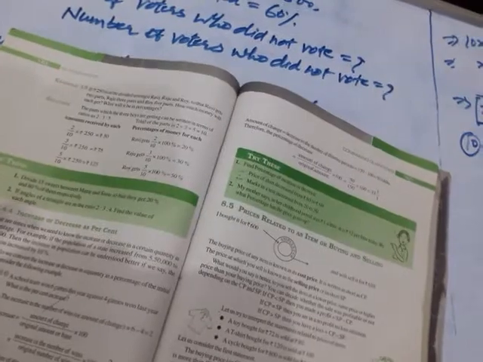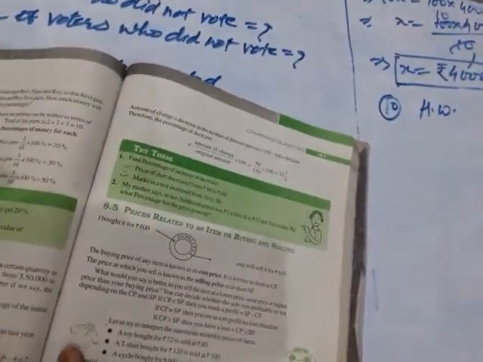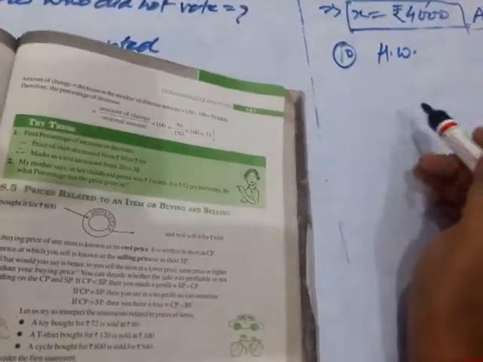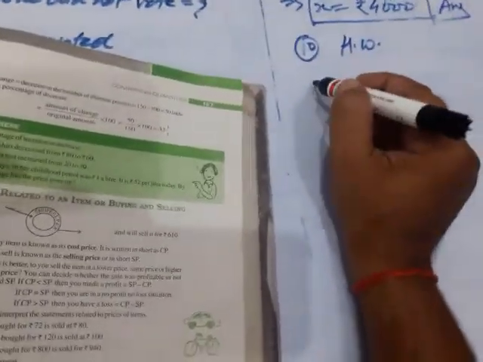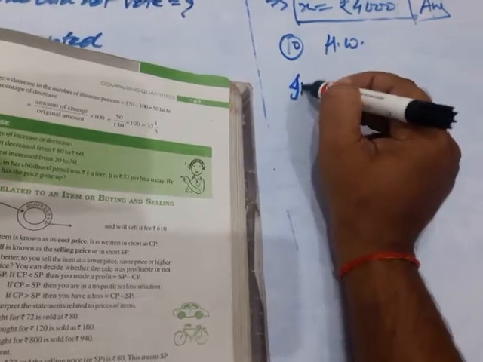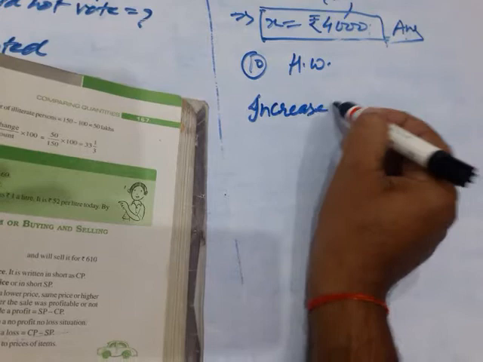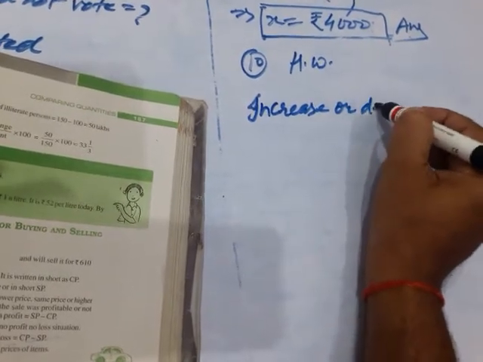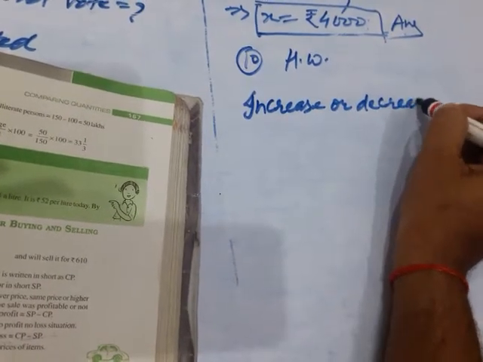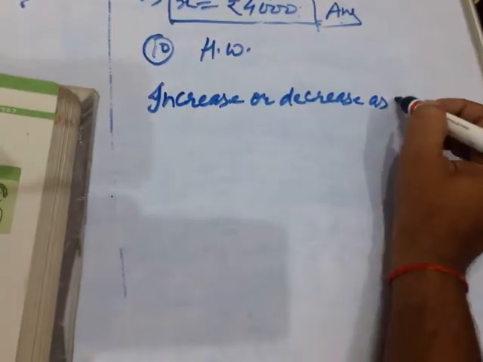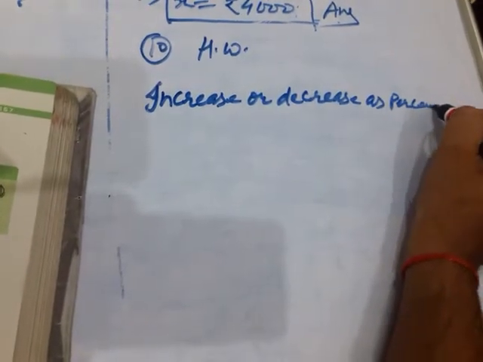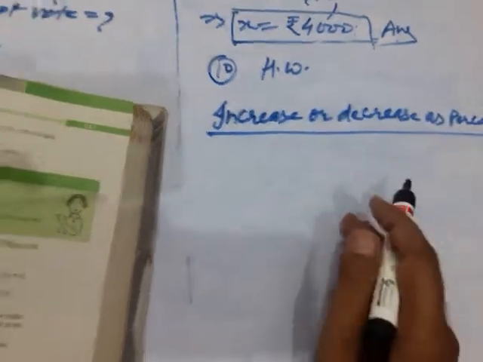And now let us see ratios to percent. There are some different things there. How to convert a ratio into percentage? Increase or decrease as percent. That is the formula. Next heading is increase or decrease as percent.